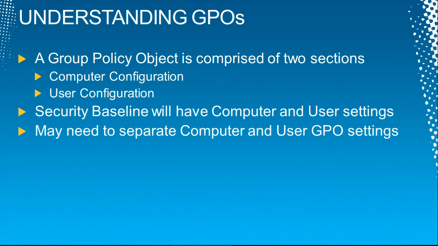So you need to understand your GPOs and how they work. There are two parts to a GPO: a user part and a computer part. These USGCB and FDCC settings actually have user and computer parts. So you need to understand where your computer objects are so that you can properly apply your settings. I've worked with some customers where their OU structure was really weird, and you had to make special arrangements for applying your settings. Sometimes we had to separate out the GPOs and apply them to different parts of the OU structure.